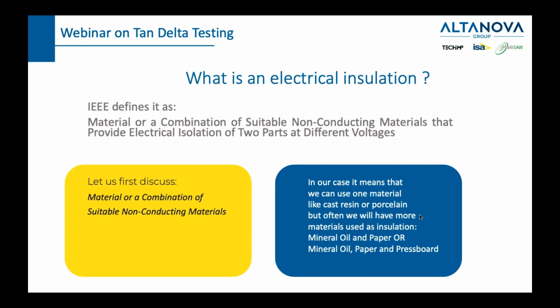So what is an electrical insulation? It is a material or combination of suitable non-conducting materials that provide electrical isolation of two parts at different voltages. So let us first discuss the first part, which says material or a combination of suitable non-conducting materials. What does this mean? Well, in this case, it means that we can use one material.